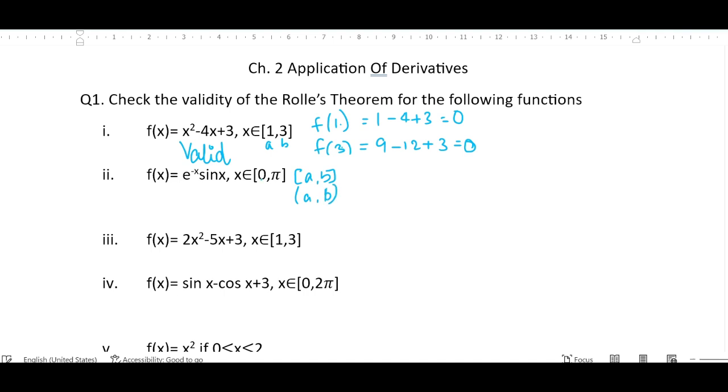Now for the third condition, f of a and f of b have to be equal. Let a be 0 and let b be pi. So f of 0 is e to the power minus 0 times sine 0. e to the power 0 is 1, and sine 0 is 0, so it is equal to 0. Now let's see for pi. f of pi is e to the power minus pi into sine pi, which is 0. So this is 0 again. f of a is again equal to f of b, so this is again valid. Rolle's theorem is valid for this question.